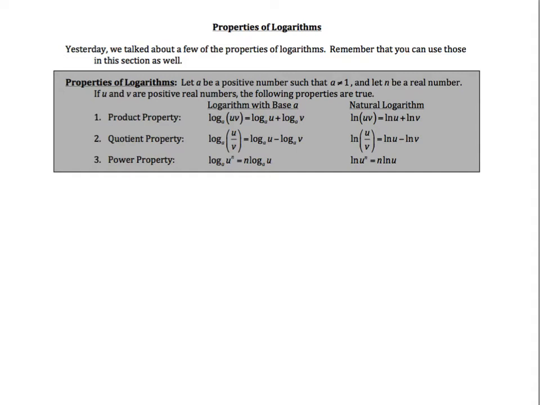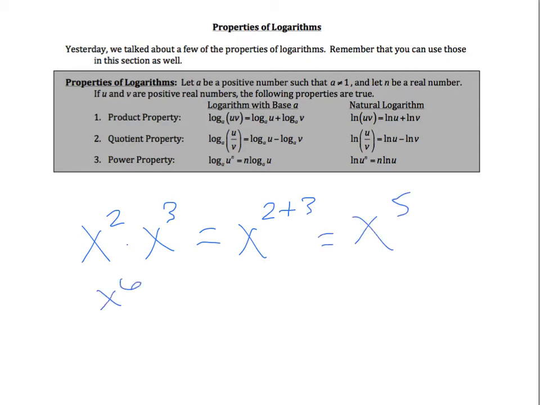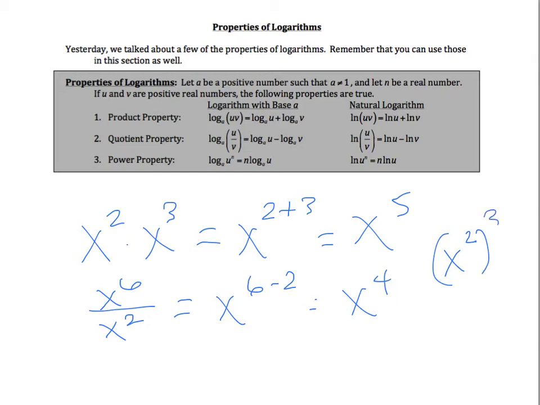So just really quick to remind you, if I take two things that each have exponents and I multiply them together, I add the exponents. So I get x to the fifth. If I take two things that each have exponents and I divide, I subtract exponents. So 6 minus 2 gives me x to the fourth. And if I raise a power to a power, I multiply. So 2 times 3, which gives me x to the sixth.